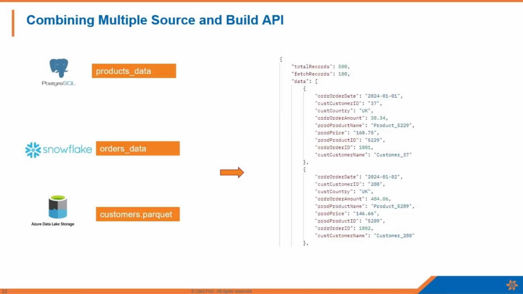DataFinz empowers users to combine multiple data sources into a single, unified API, simplifying data integration across different platforms. With its no-code approach, DataFinz combines various databases, file storage, and data lake for efficient querying and analysis. In this demo, we'll see how DataFinz integrates products data from PostgreSQL, orders data from Snowflake, and customer data from a Parquet file in Azure Data Lake Storage, all within a single API.